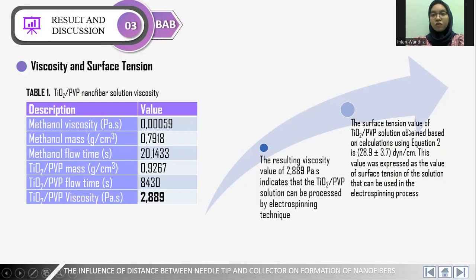The surface tension value of TiO2 PVP solution obtained based on calculation using equation 2 is 28.9 plus or minus 3.7 dyne per centimeter. This value was expressed as the value of surface tension of the solution that can be used in the electrospinning process.